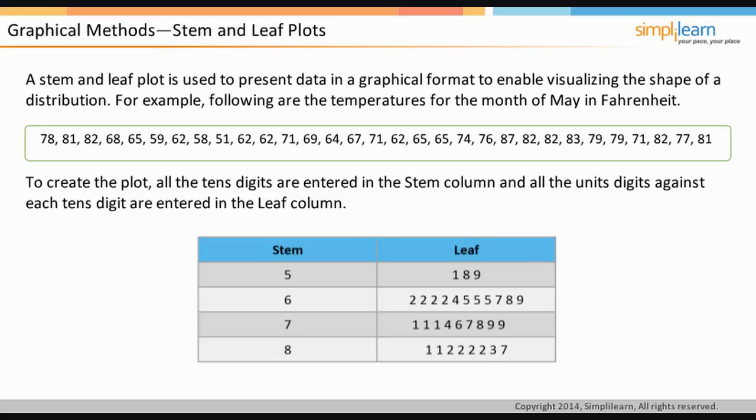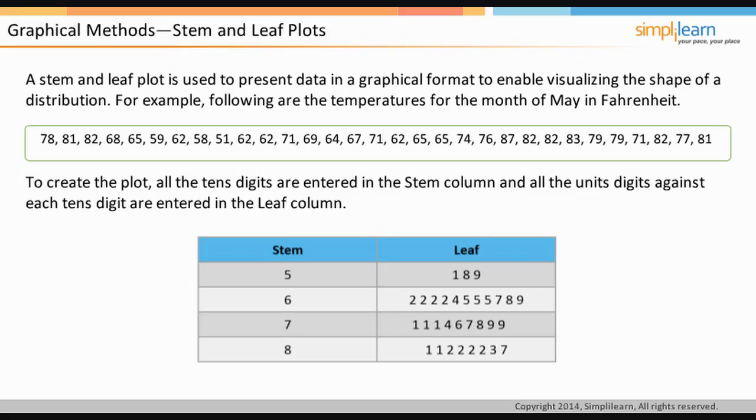The next lowest temperature is 58. 8 is entered in the leaf column, corresponding to 5 in the stem. The next number is 59. All the temperatures falling in the 50s are similarly entered. In the next row, the same process is repeated for temperatures in the 60s. This is continued till all the temperature values are entered in the table.